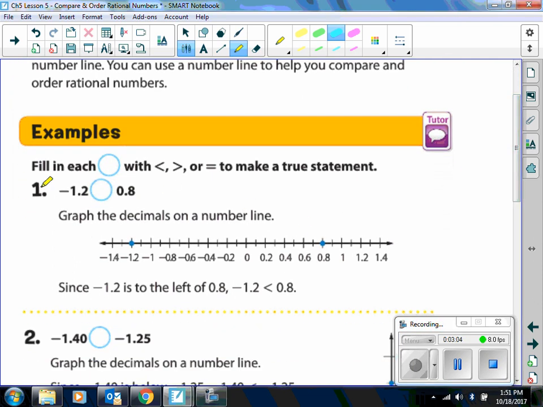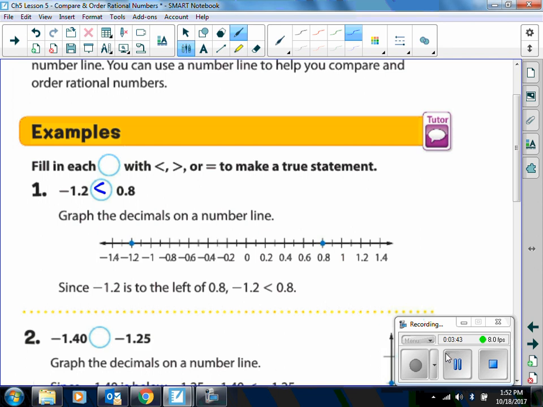For example 1, we want to compare negative 1.2, or negative 1 and 2/10, compared to positive 8/10. On the number line, negative 1.2 is over here and positive 0.8 is over there, further to the right. So that means that negative 1.2 is less than positive 8/10. So what symbol goes in the circle there? That's going to be a less than, right?